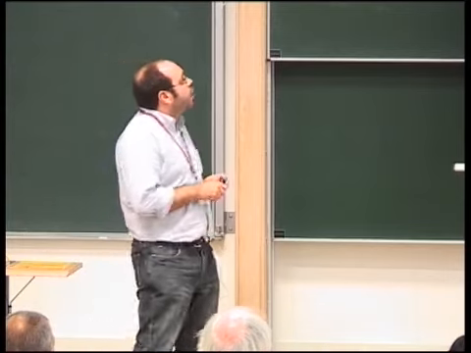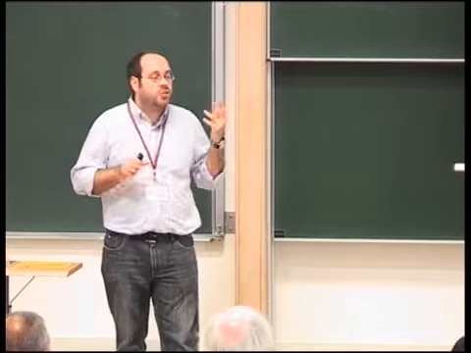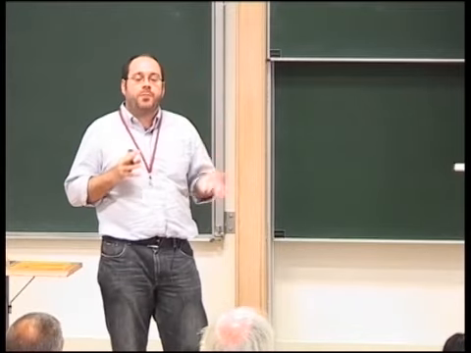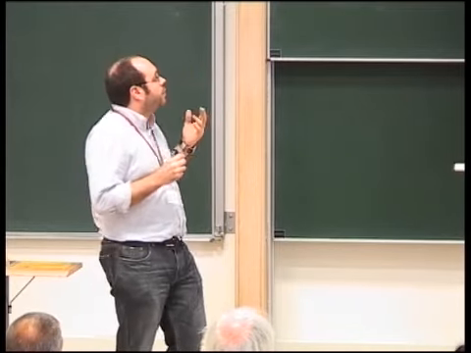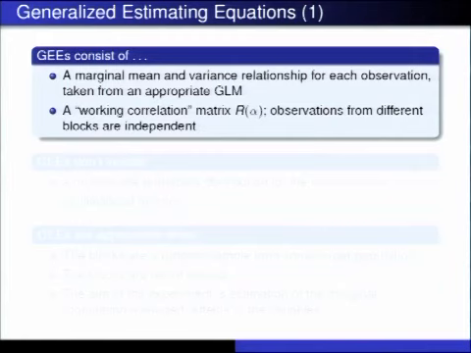Okay, so GEEs consist of a marginal mean and variance relationship for each observation, which is generally taken from the appropriate GLM, and what's called a working correlation matrix R, and this is what tells us how observations within a block are correlated. This is going to be block diagonal because we're going to keep this assumption that observations in different blocks are uncorrelated.